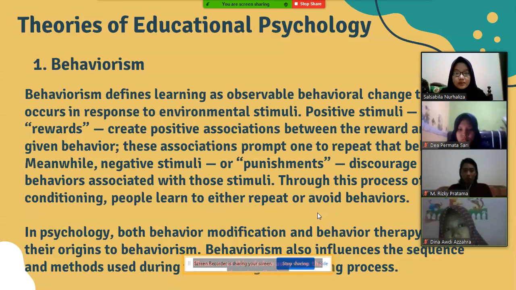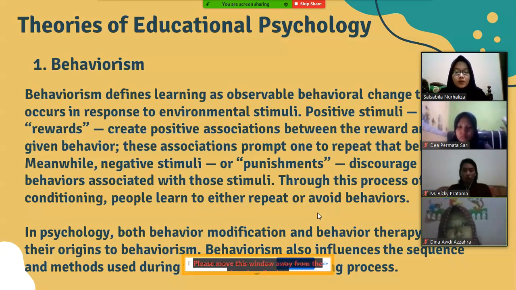Behaviorism relies on the prediction or analysis of behavior based on causal stimuli, while education uses the process of positive and negative reinforcement to encourage or discourage behaviors. In psychology, both behavior modification and behavior therapy owe their origins to behaviorism. Behaviorism also influenced the sequence and method used during the teaching and learning process.